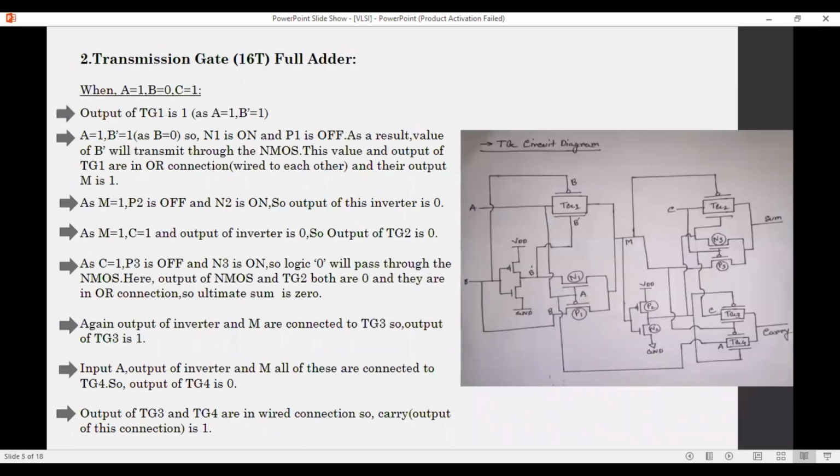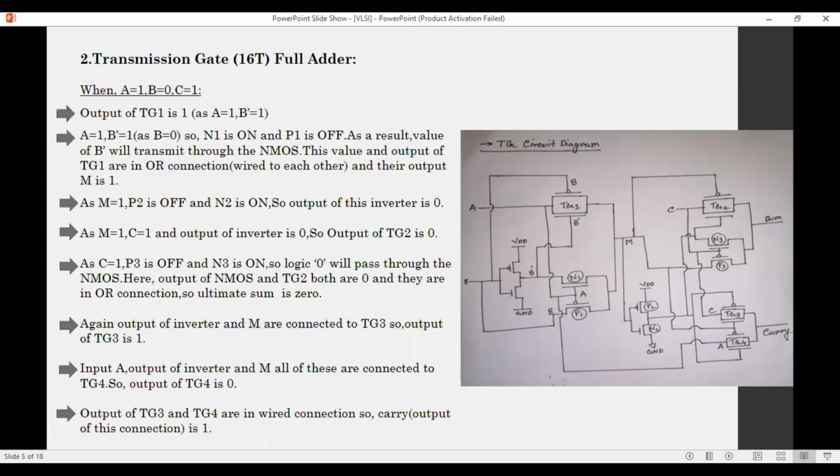This is the circuit diagram of the transmission gate full adder and the operation is given below. When A equals 1, B equals 0, C equals 1, the output of TG1 is 1 as A equals 1 and B prime equals 1, since B equals 0. So N1 is on and P1 is off. As a result, the value of B prime will transmit through the NMOS. This value and the output of TG1 are in OR connection, wired to each other, and their output M is 1.